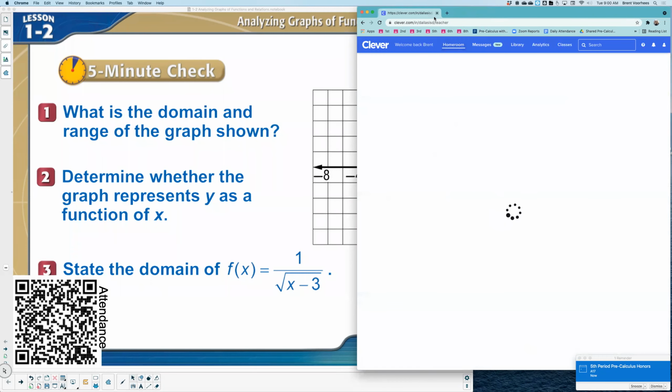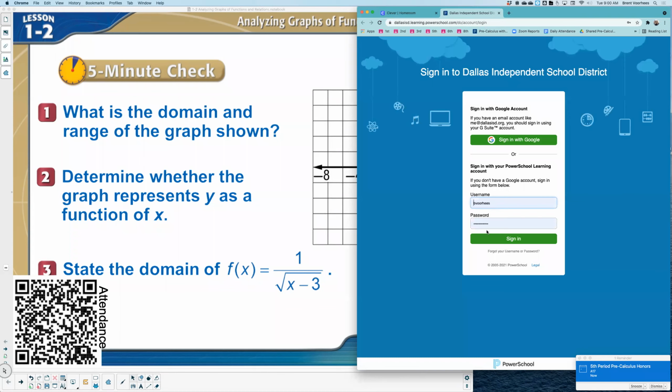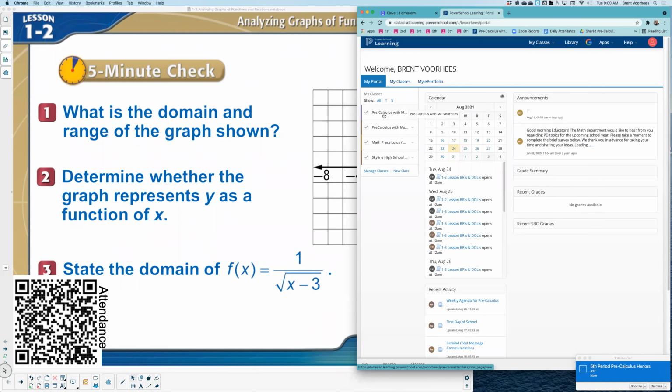Let's try this again. There we go. Click on it, and make sure you sign in with Google. You'll need to sign in with Google. Once you're here, click on Pre-Calculus out of your list of classes.